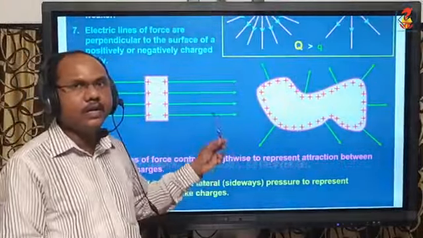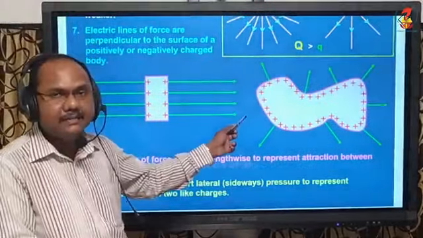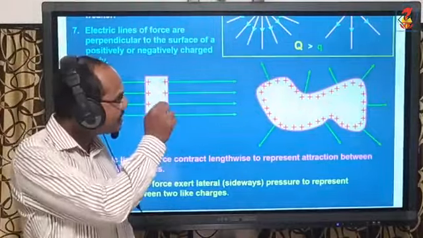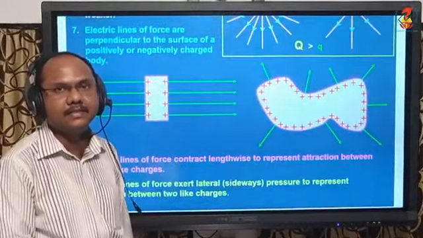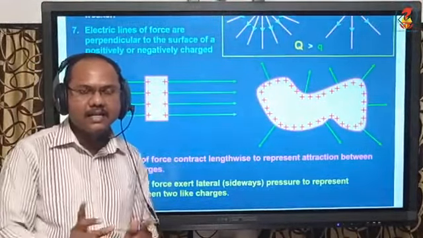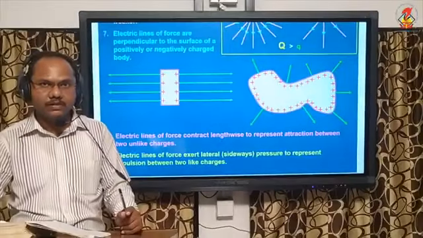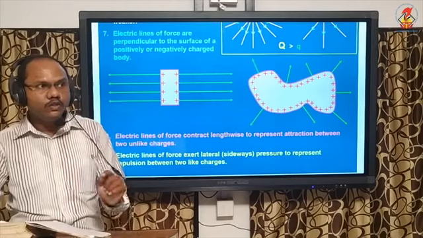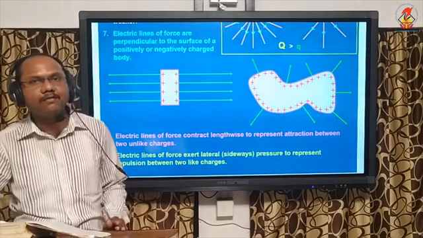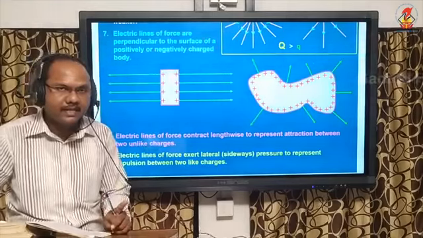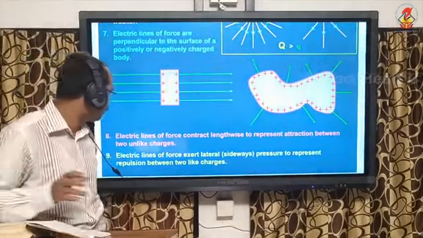And one more thing you can notice from this figure is that no field lines are passing inside the conductor. That means inside the conductor electric field is 0. So please remember, you should not draw any electric field lines inside the conductor, because inside the conductor electric field is 0.